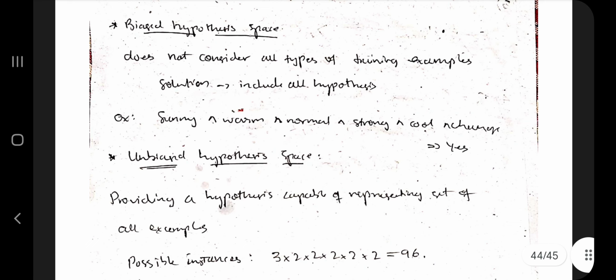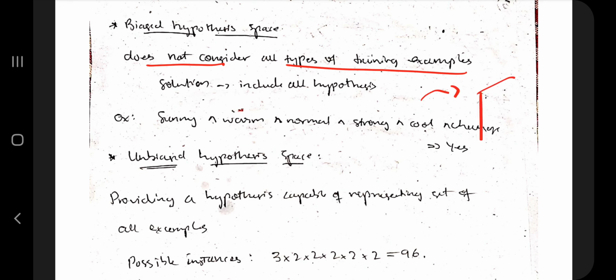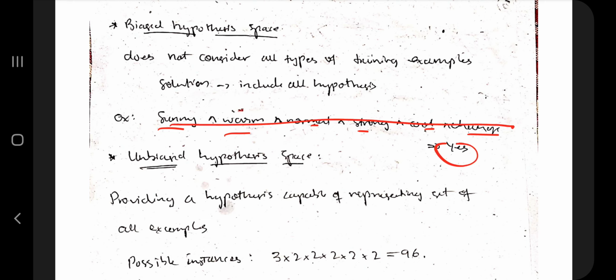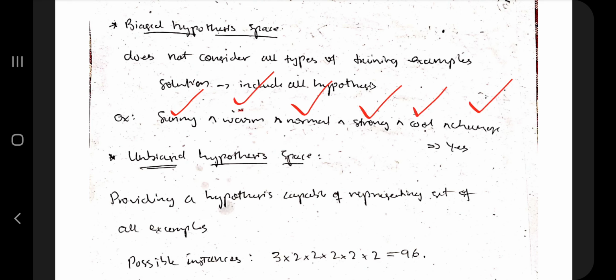In a biased hypothesis, it does not consider all types of training examples. It means it will not go to YouTube and see how to build a house and learn everything from scratch. It will just hire a builder. It will not consider all the training examples. For example, if it is sunny, warm, normal, strong, cool, then change, only then will it be yes. If it is sunny, warm, normal, cold, cool, change, and any one of these changes, what will happen? This will become no, even though five factors are there.